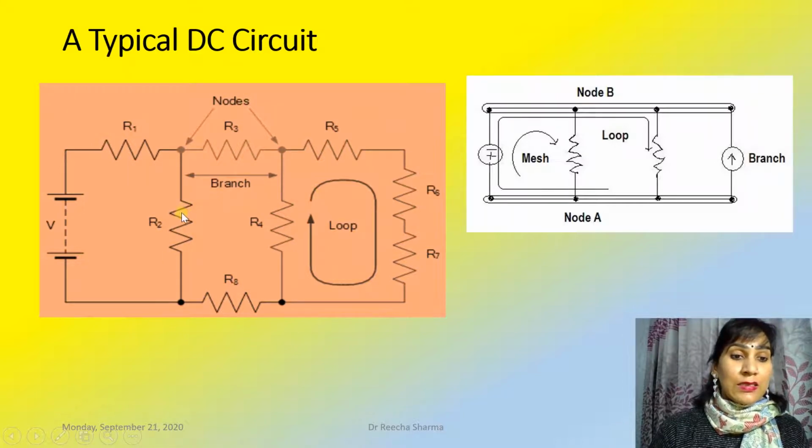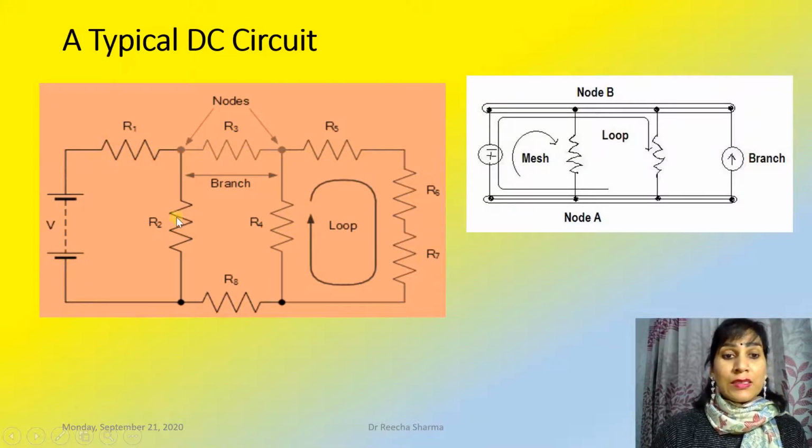Similarly, the resistances R2 and R8 are meeting at this point. This is another node of the circuit. Similarly, this is another node of the circuit. So next is path. Path means the single branch. For example, this is the component between the two nodes. For example, this is node 1, this is node 2, between these two this is R3. So this is one branch, this is another branch, this is another branch.